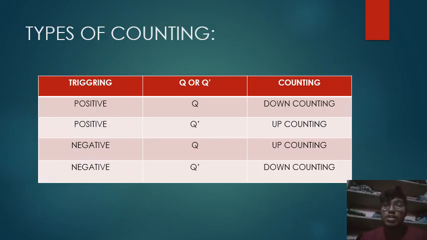If the triggering is positive edge triggering and the output connected to the clock is uncomplemented, then the counting style is down counting. Similarly, if the triggering is positive edge and the output is complemented, then the counting style is up counting. Negative edge triggering with uncomplemented output is up counting. Negative edge triggering with complemented output is down counting. Now let's discuss one example of this asynchronous counter: how to design it, its working and truth table.